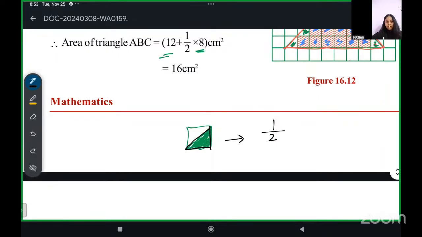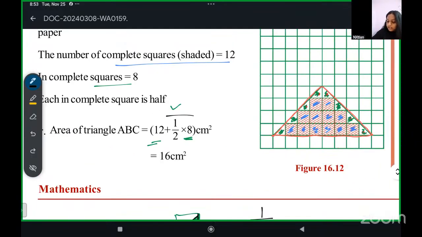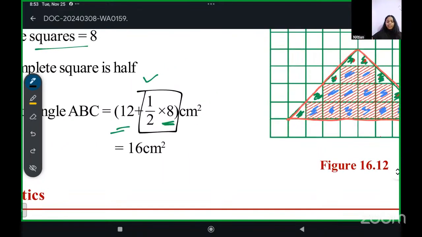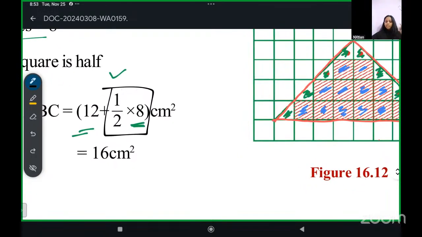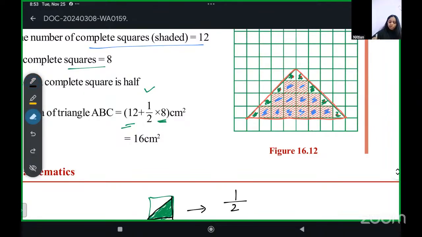So that is why we've done half of 8, because the 8 squares are only half shaded. So 1 by 2 into 8. That is why 12 are full. So 12 plus 1 by 2 into 8. That is how we will solve, and we will get the area: 16 centimeters square.